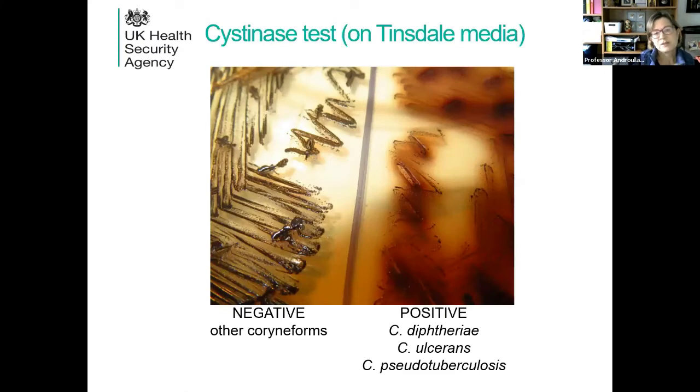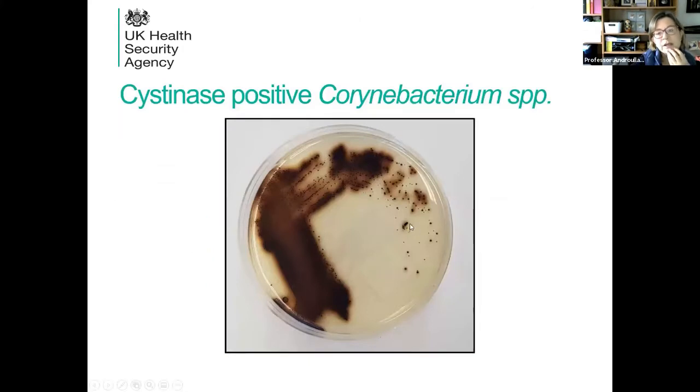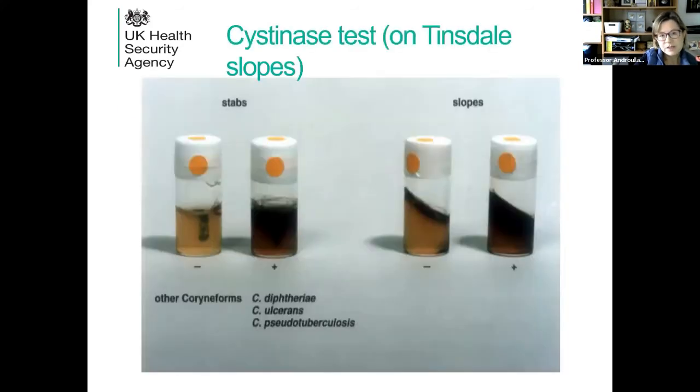This is the cystinase test on the Tinsdale medium. I think this one's a better one. Basically, they will grow as these black colonies surrounded by a brown halo, so they're very easy to distinguish. Many labs actually use Tinsdale as a primary culture medium. Some labs tend to perform the test on slopes. So this is the cystinase test on a slope. This is cystinase positive, this is cystinase negative. And here we have again positive and negative, so very clear cut.